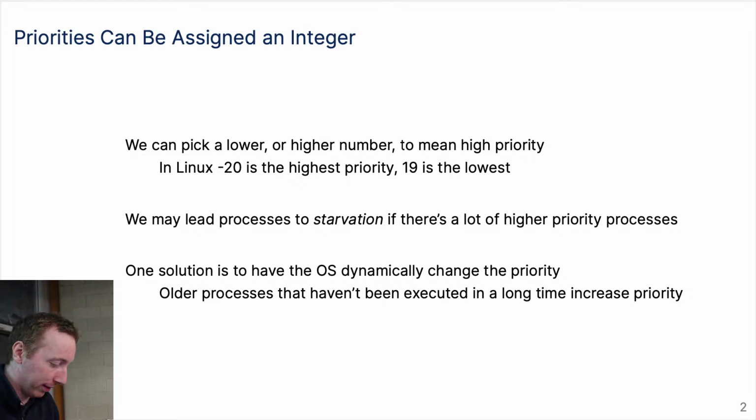One solution to combat this starvation problem is to have the operating system dynamically change the priority. So if you're a high priority task and you've run for a long time, maybe we bump your priority down to be more fair to the lower priority processes. And whenever they have a chance to run, we can bump up their priority again. So if it's an old process that hasn't been executed in a long time, you could go the other way too and just increase its priority so eventually it gets a chance to run.